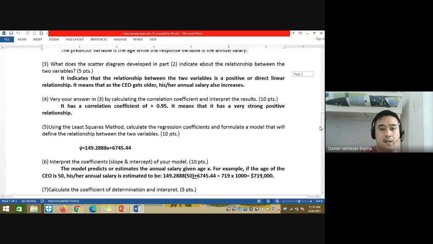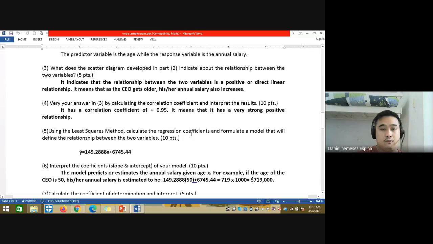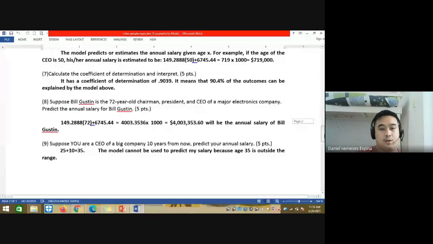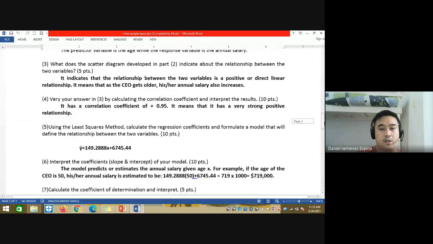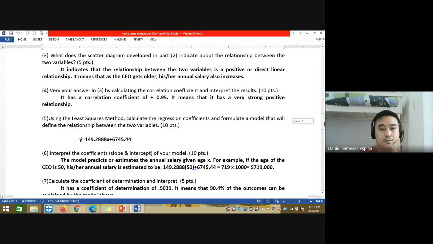So compute the salary of the CEO if the age is 50. So get the result. So 149.28 multiplied by 50 plus 6,745.44. So the resulting figure is 719,000.